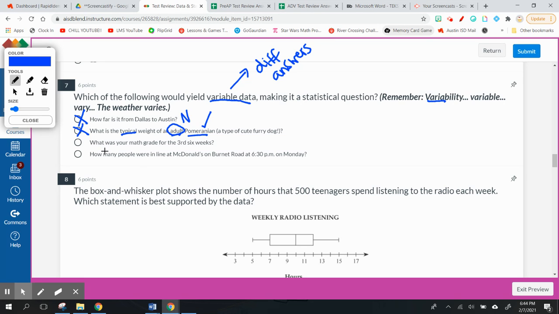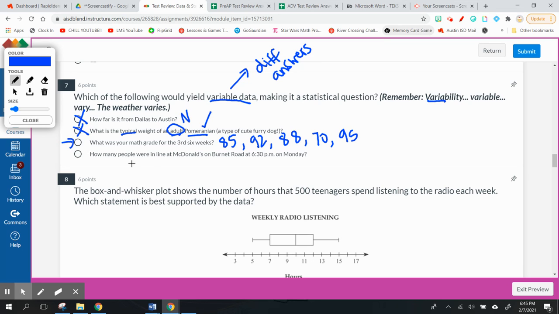What was your math grade for the third 6 weeks? If we asked everybody in here, what was your math grade for the third 6 weeks, would we get different answers? Some of us might say 85. Some of us might say 92. Some of us might say 88. Some of us might say 70 or 95. We could get lots of different answers.